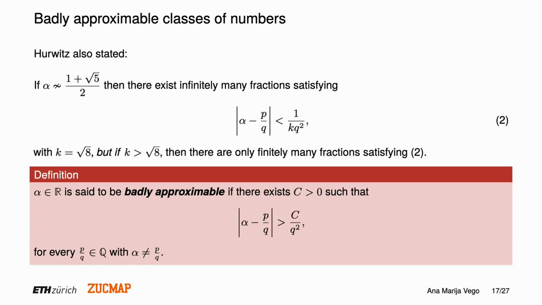Hurwitz also stated that if we take an irrational number which is not equivalent to the golden ratio, then there exist infinitely many fractions satisfying this inequality if we now choose k equal to square root of 8. But if k is greater than square root of 8, then there are only finitely many fractions satisfying this inequality. Okay, and Hurwitz stopped here. He did not go further.